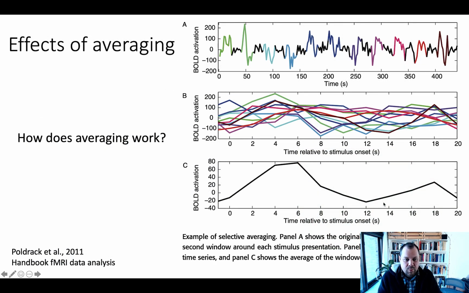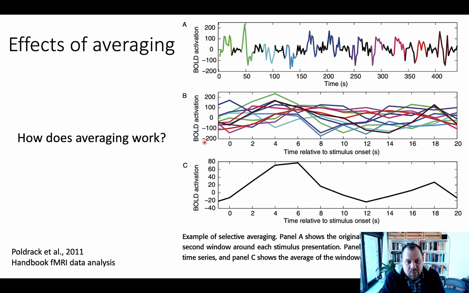So let's have a quick look at how signal averaging works. In the top panel here, we have an fMRI time series. You can see that there are some colored parts, and they are reflective of time points that we're interested in. So when a subject sees a particular stimulus, let's say a face, or when a subject makes a particular decision, let's say a trust game decision. And so we want to know what the BOLD response is during these time points.